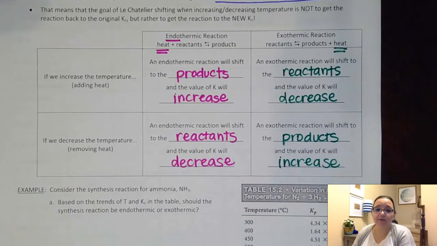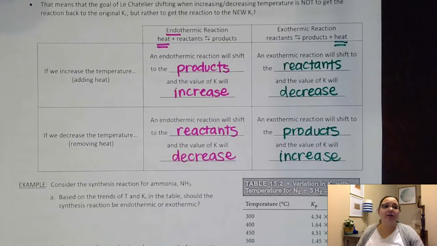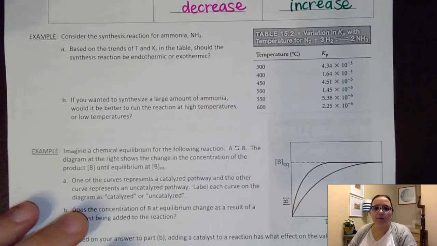So again, the big difference here is that I'm shifting to a totally new value of K. I'm not just trying to shift things around to get back to K. So be very careful with the heat temperature ones. All right, there's two examples down here. If y'all want to try them out, you're more than welcome to.